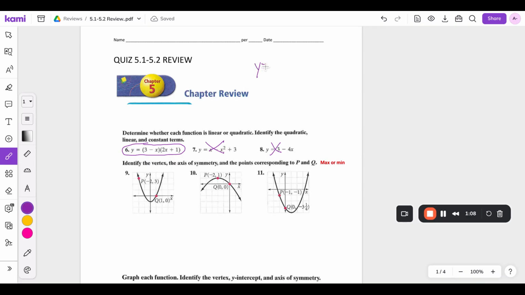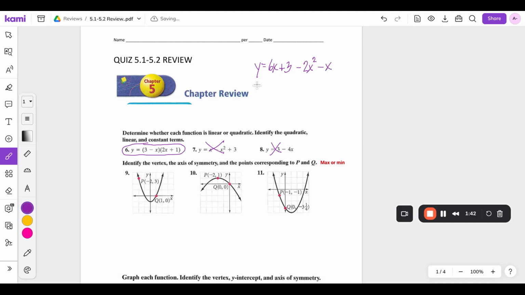So what I have here is y equals, you have to FOIL. You're going to do 3 multiplied with 2x and get 6x. And 3 multiplied with positive 1 is positive 3. And then here, negative x multiplied with positive 2x. So it's going to be negative times positive is negative. x times 2x is 2x squared. And now here you have negative x plus 1. So 1 times negative x is negative x.